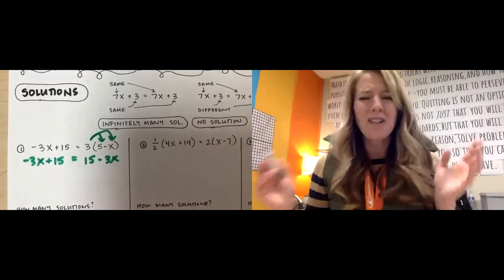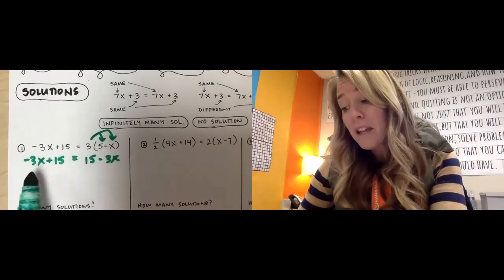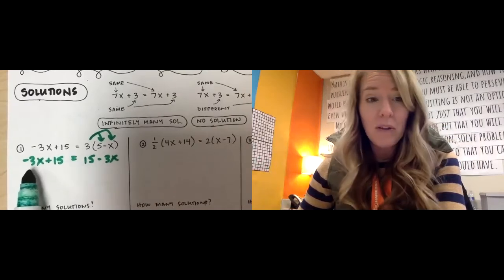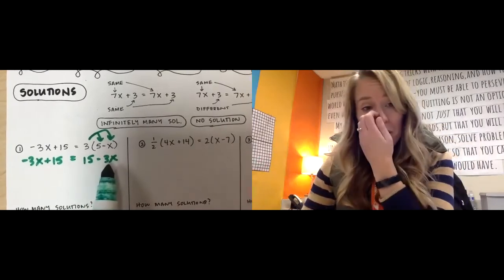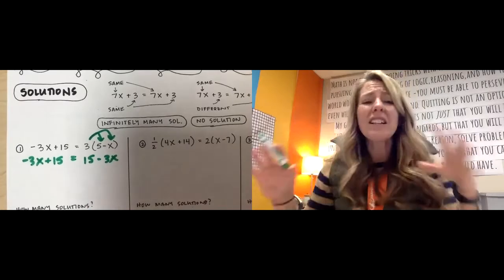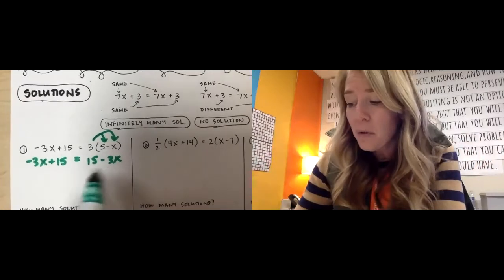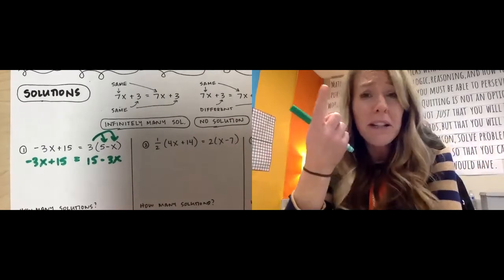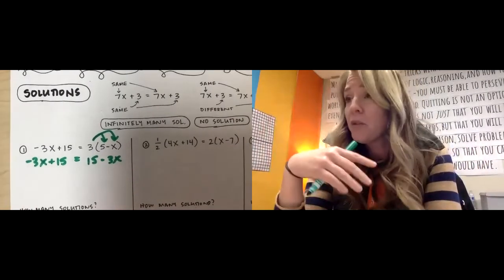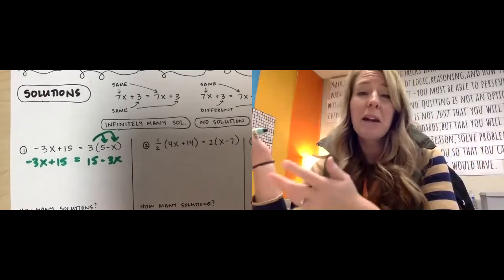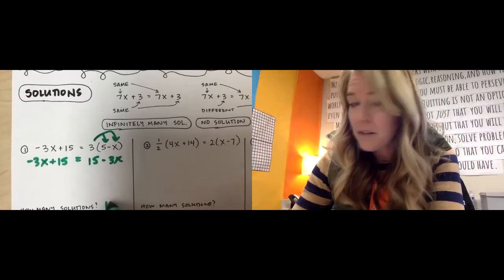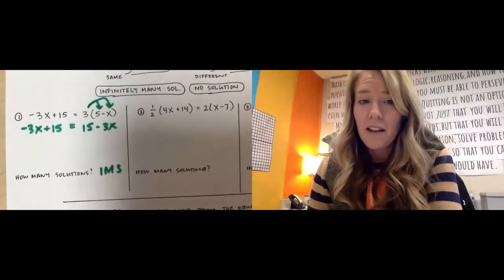And you might say, well, Mrs. Landers, that looks a little bit different, but it's the same thing. Our constants are 15, a positive 15, and our x's, we have a negative 3x and a negative 3x. So this is going to have infinitely many solutions because I could switch the order there and still have the same amount of x's, the same amount of constants. I'm multiplying by negative 3 and I'm adding 15. So no matter what I put in there, I'm doing the same thing each time on the left and the right. So that one has infinitely many solutions. So we write an IMS, okay?